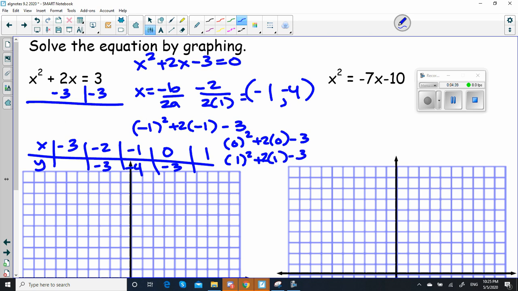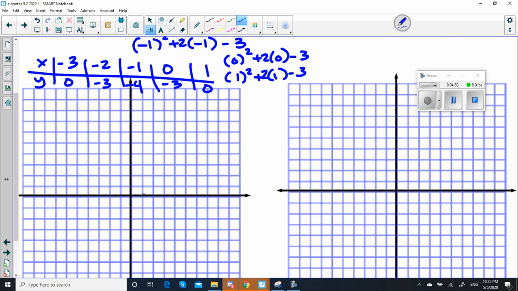I'm going to use my calculator here. So 1 plus 2 minus 3 gives me 0. Okay, so if I graph it, -1, -4 would be left 1 and down 4. 0, -3. -2, -3. I still haven't found it.